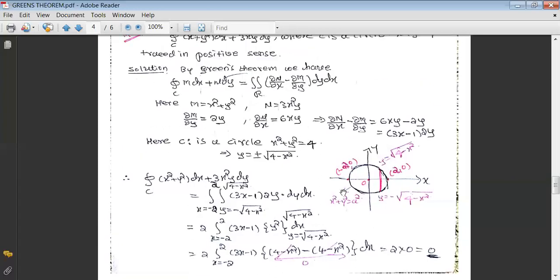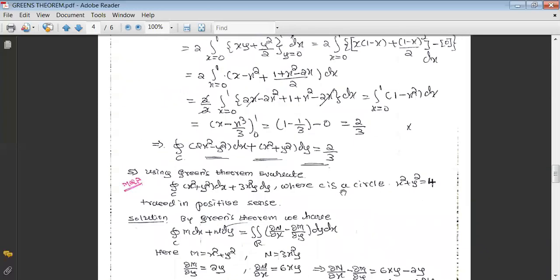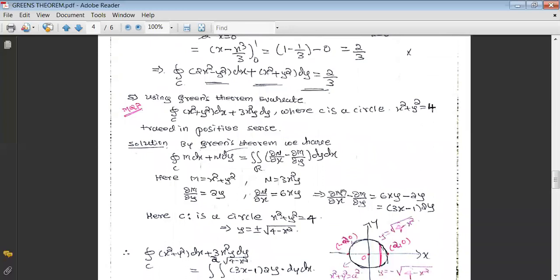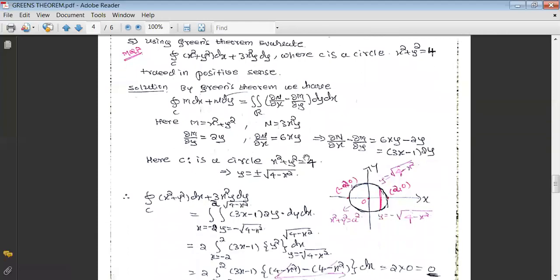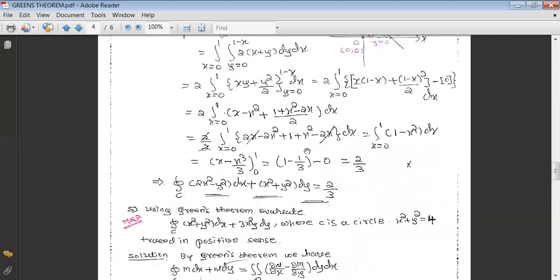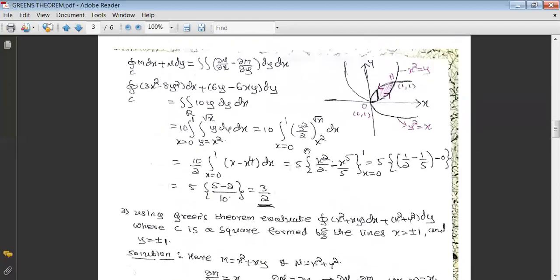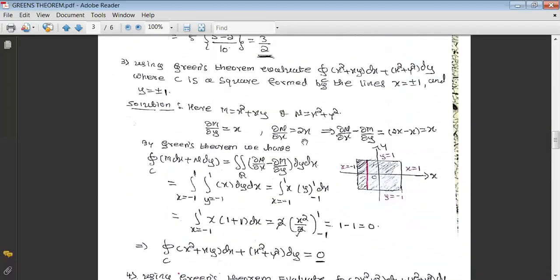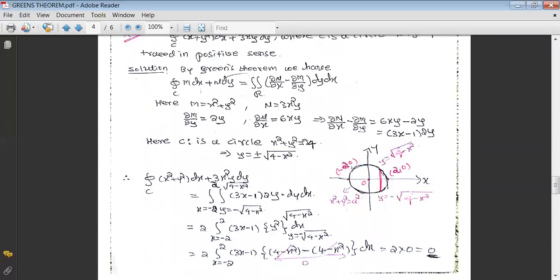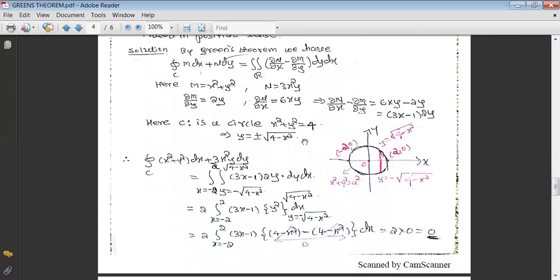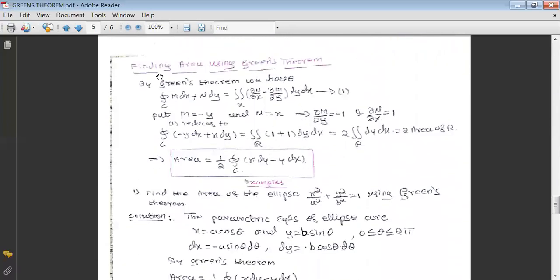Okay, these are the basic or standard examples on how to use Green's theorem to evaluate the line integral in a simpler way as compared to the usual way of proceeding with the LHS. Now, one of the important applications of Green's theorem is that it can be used to find the area bounded by curves. Okay, how can we find the area bounded by a curve using Green's theorem? Let us discuss that. So, finding area using Green's theorem.